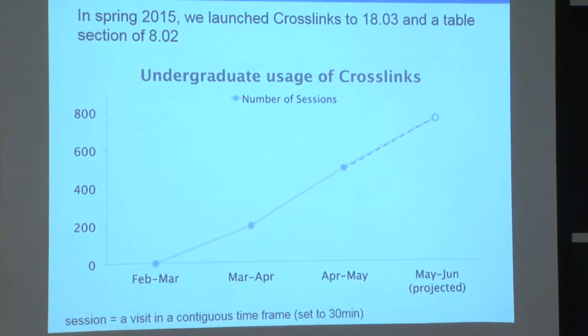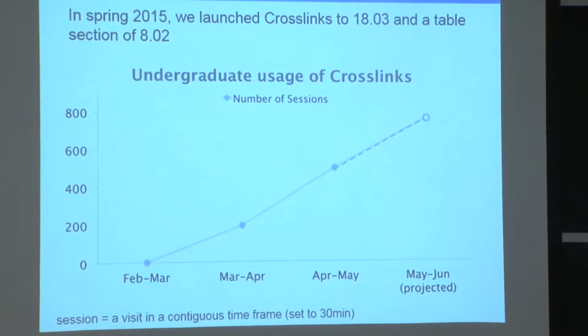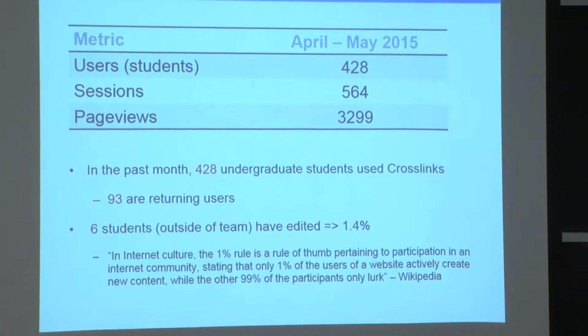You see here a plot of usage. We were sitting at 0 at the beginning of spring, I think mostly because we had made no effort to actually get crosslinks out and get it used. You can see here the growth in data. We're at just over 400. You'll see the actual number on the next slide, and projecting up around 700 for May, June. So this is the number of sessions, defined as a visit in a contiguous time frame set to 30 minutes.